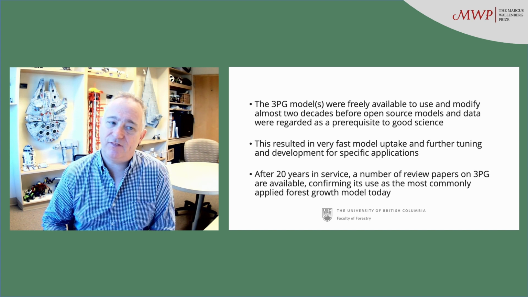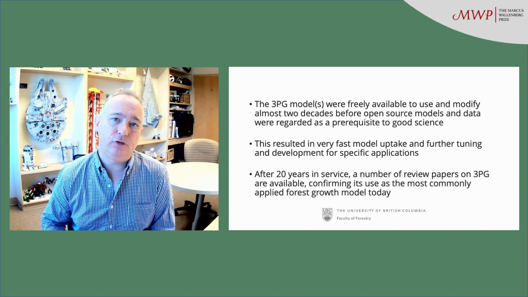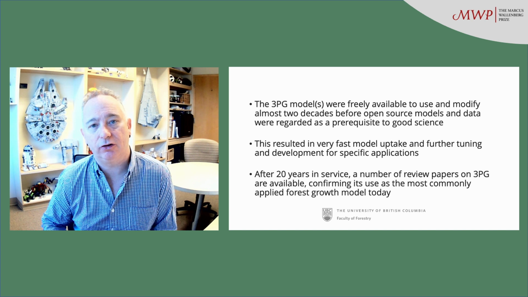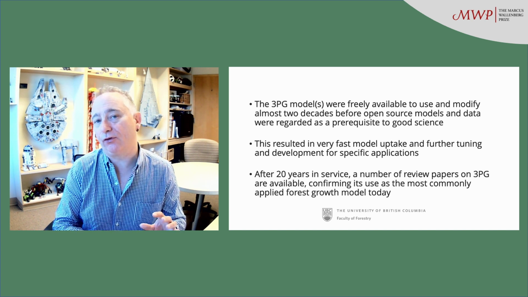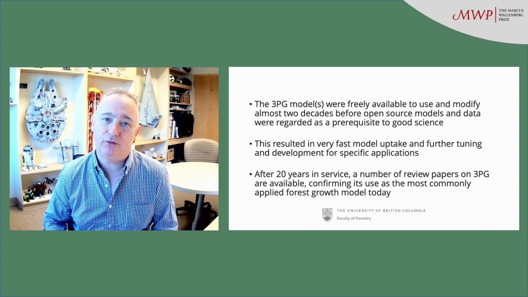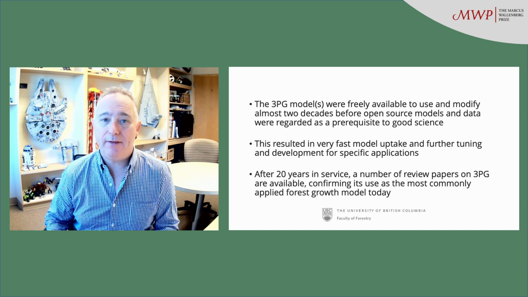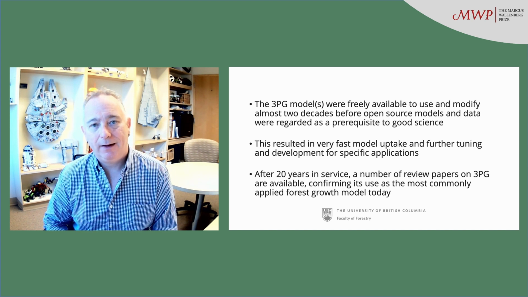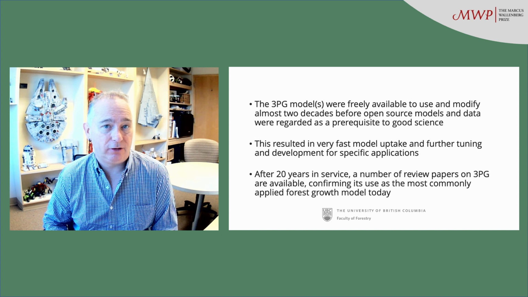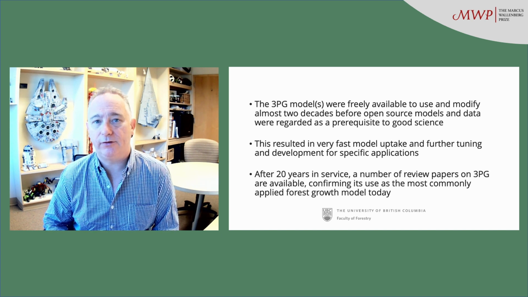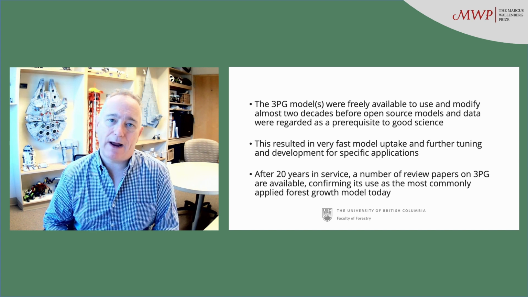This resulted in very fast uptake and also ensured that people could modify the model as they wished for their own particular applications. If people wanted to improve the soil-water balance model, they could do so. If they wished to parameterize it for different species, they could do so. And then if they wished to parameterize it for mixed species, they could do that as well. As a result, the model flourished because it was freely available and available for people to modify it as they wish, without any contract or payment to make that happen.